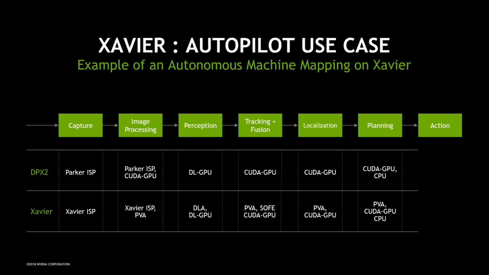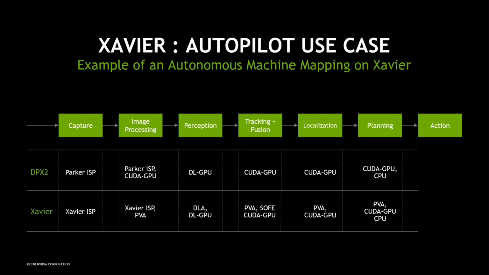So along with that, we have localization. So localization is, again, figuring out where you are in the space. And that's an algorithm that has historically mapped to the GPU. And we can now map to PVA, and also the CUDA GPU can still be involved there. And then last, we have this sort of path planning. So path planning can be done in GPU and CPU, but our PVA also excels at certain aspects of path planning. And so depending on your algorithms, how you want to map it, it's there.